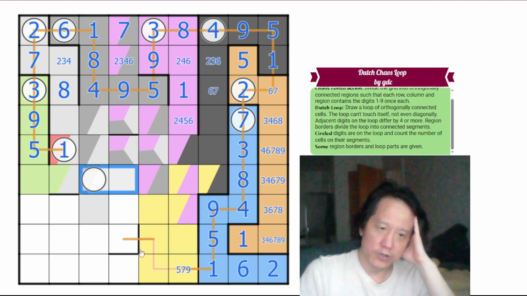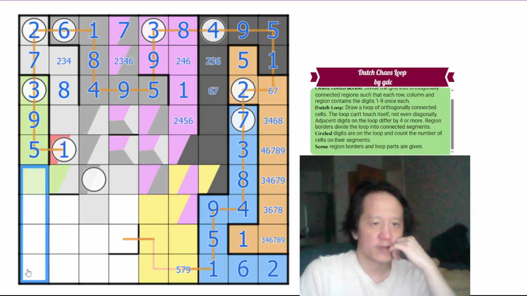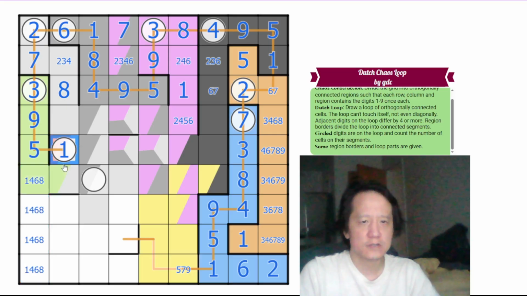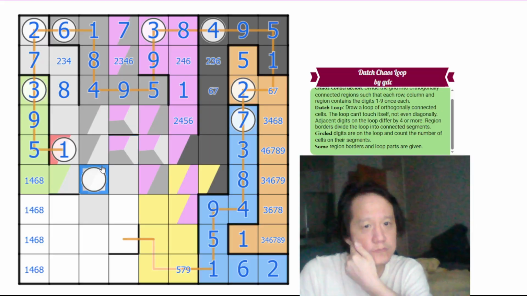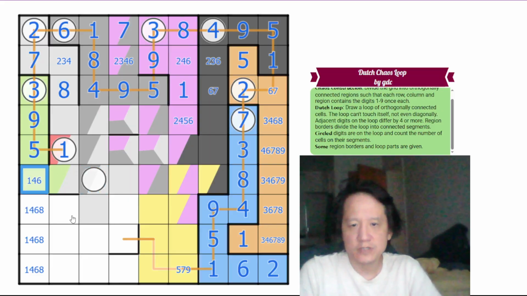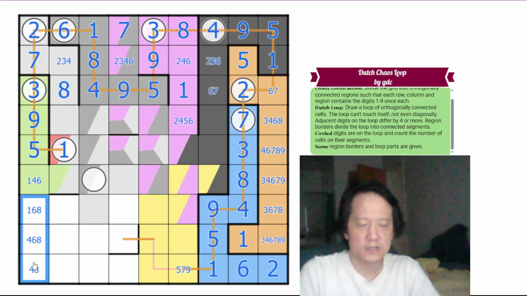Technically, yellow could go over here, too. Anyways, okay, the rest of column 1 has to be 1, 4, 6, and 8. This can't be 8 because of the 8 in the row. This can't be 4. This can't be 1.